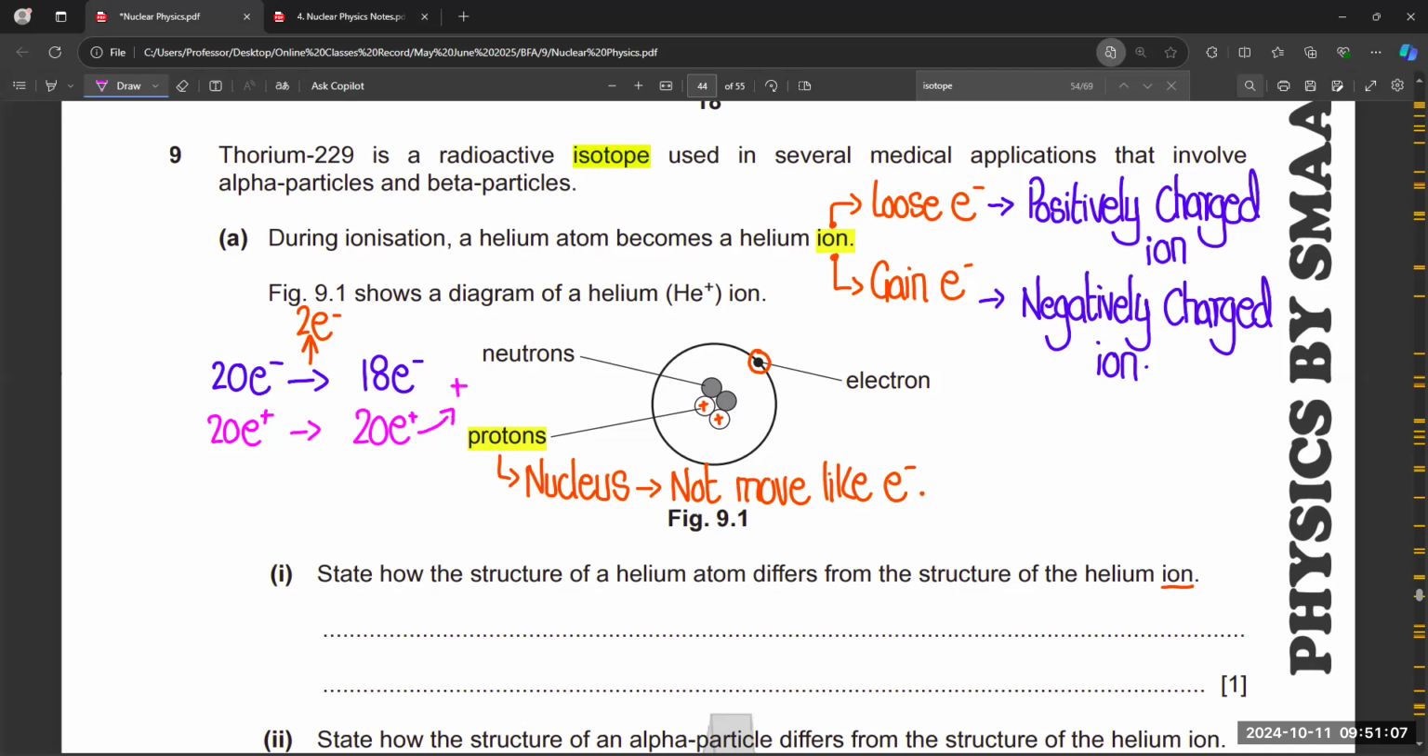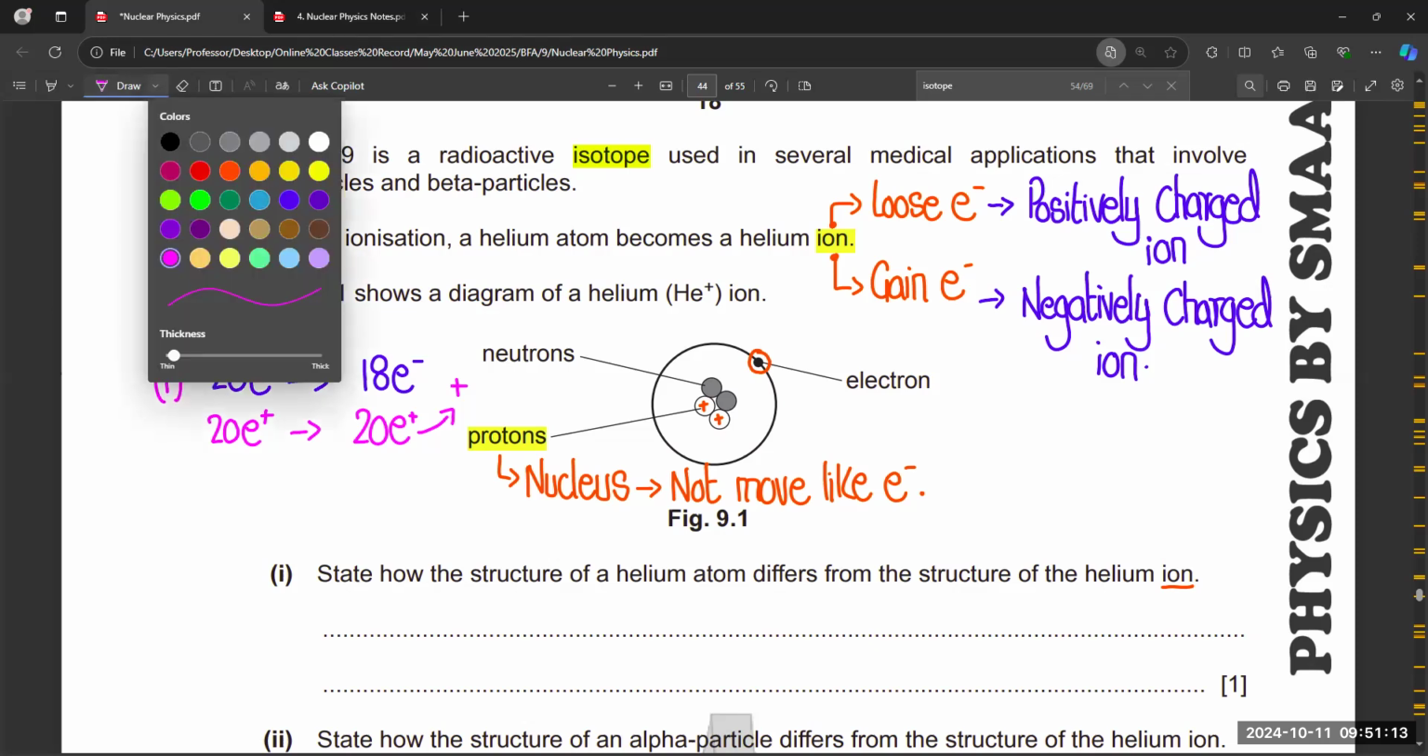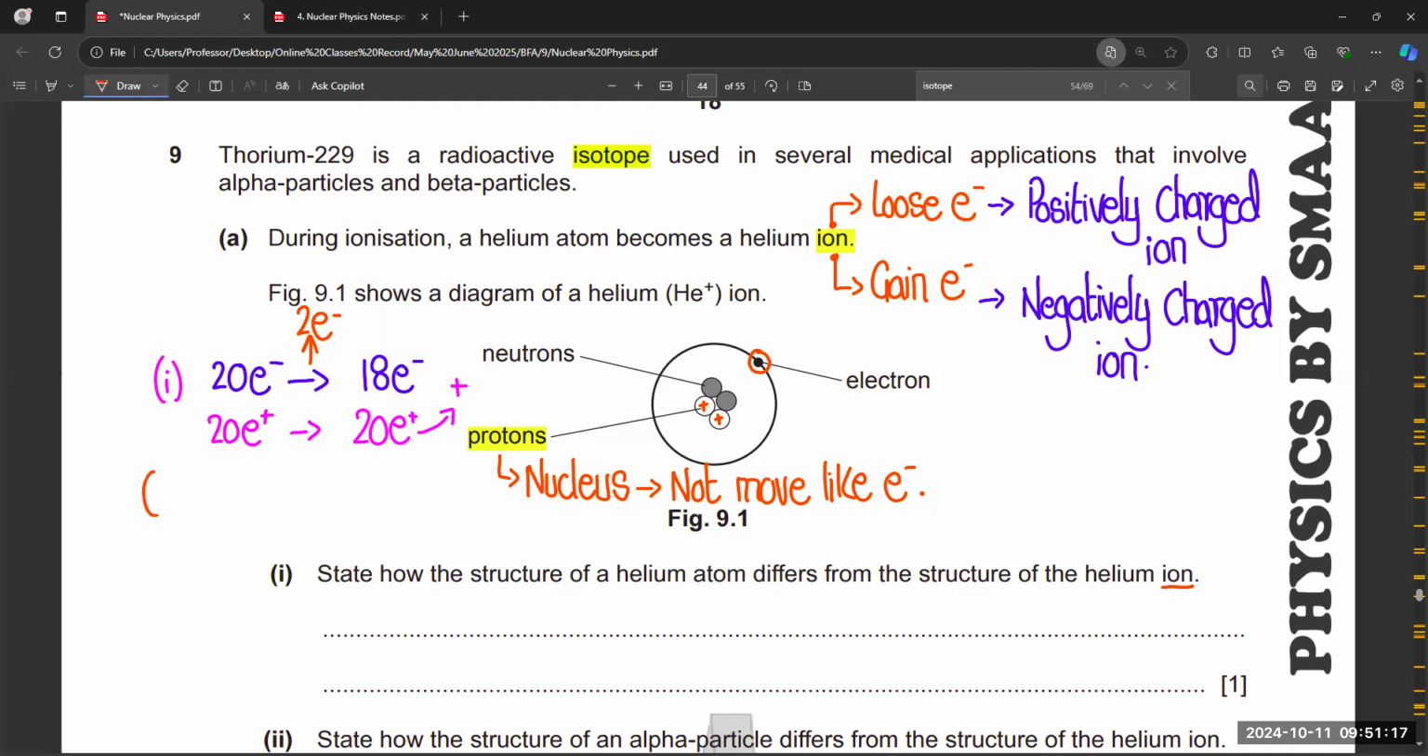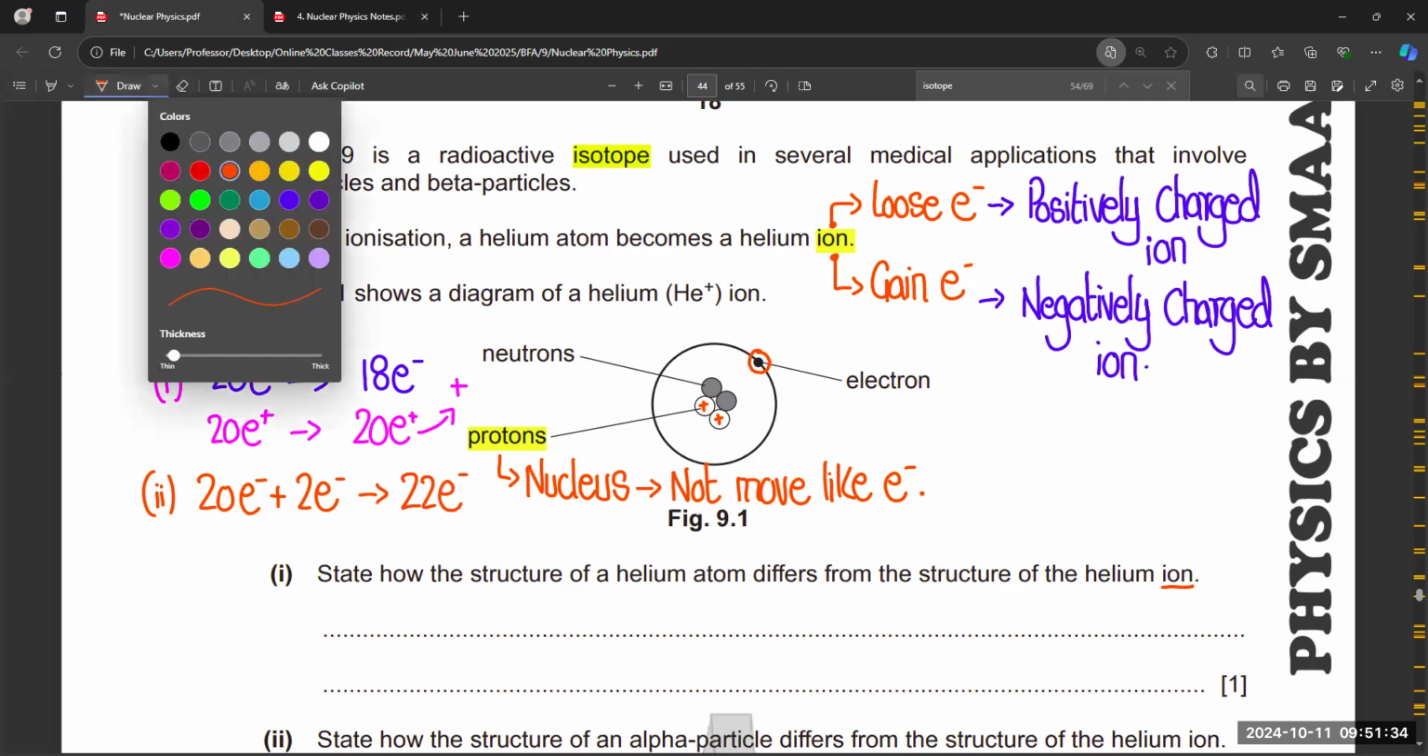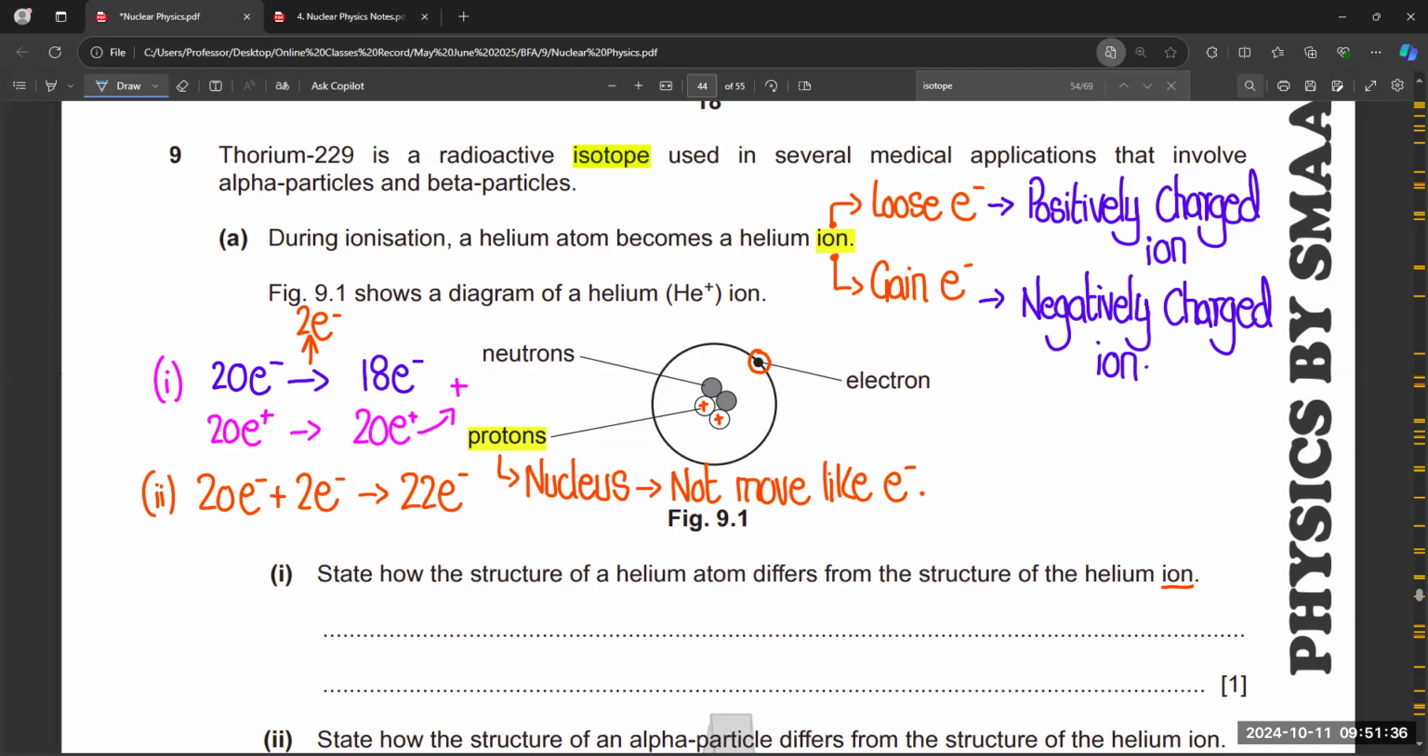Okay. And in the same way, if we have another element and that element gains electrons, so we have another element and it gains electrons that are actually lost by the first element. It becomes 22 electrons and the protons remain the same.